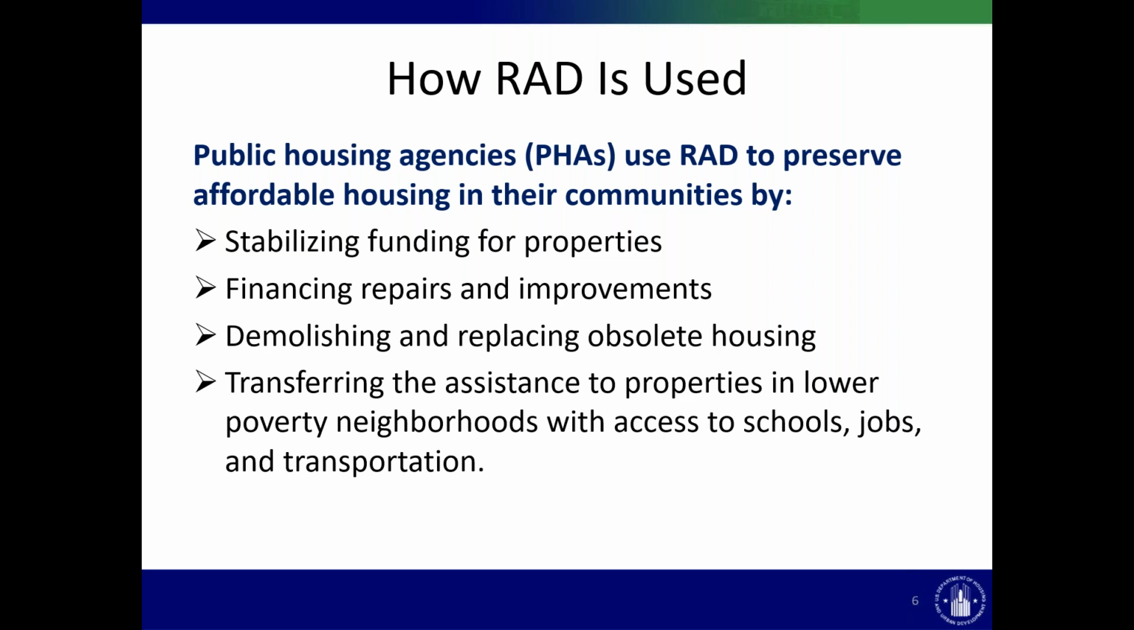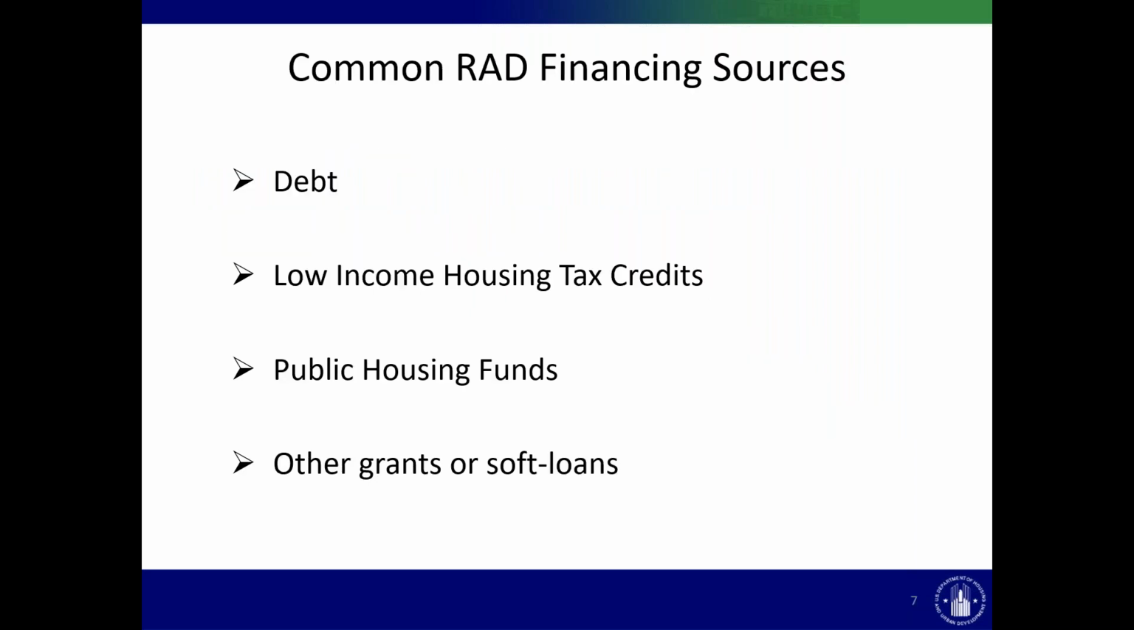To achieve these goals, PHAs often seek outside financing sources, most commonly debt, commercially available debt that's used in just about every other form of affordable housing except for public housing. They use low-income housing tax credits. PHAs can use public housing funds. And then PHAs can secure other grants or soft loans, such as HOME or CDBG.